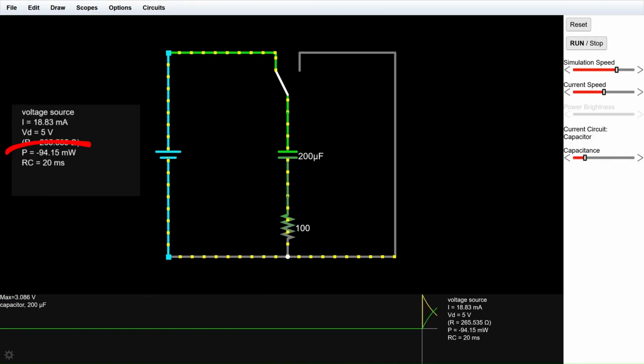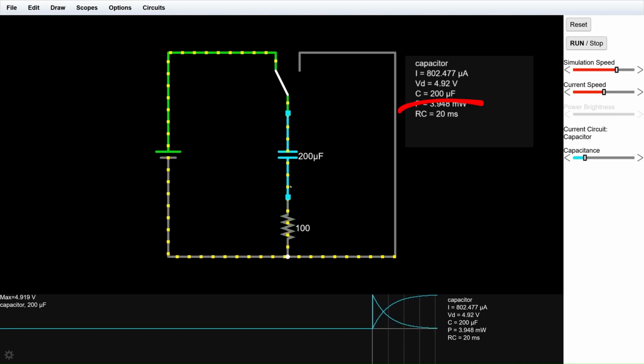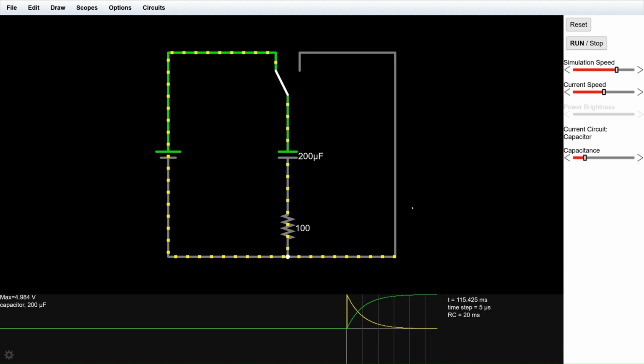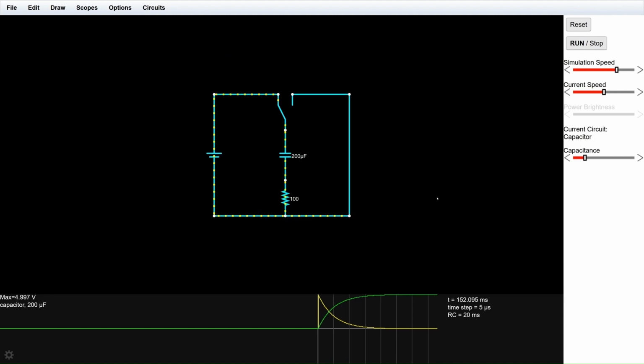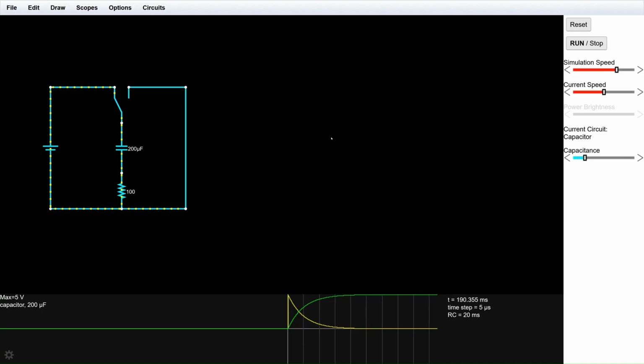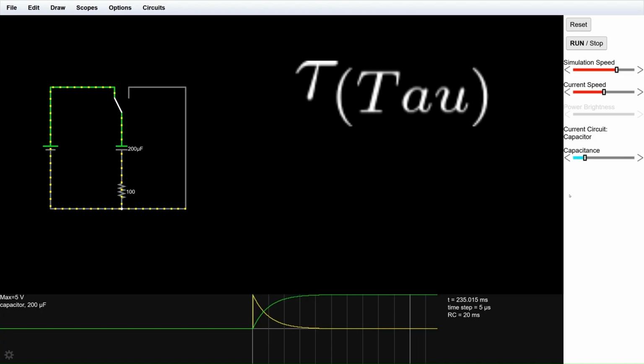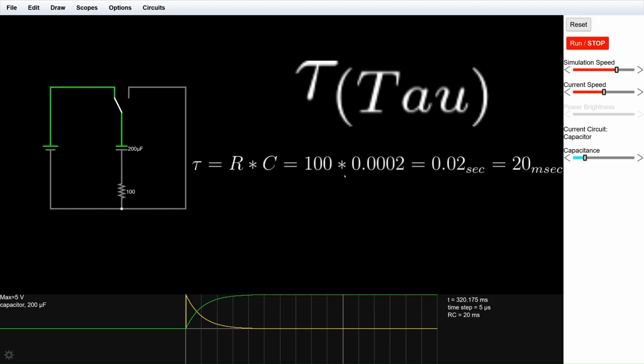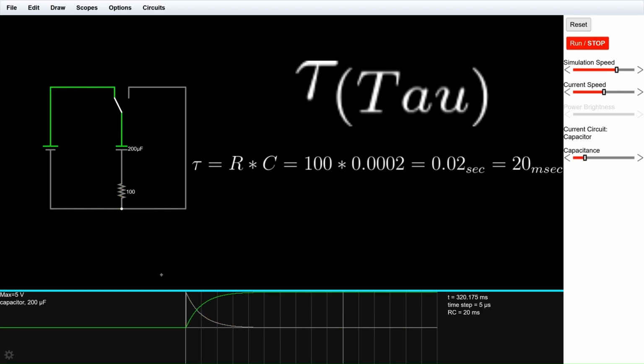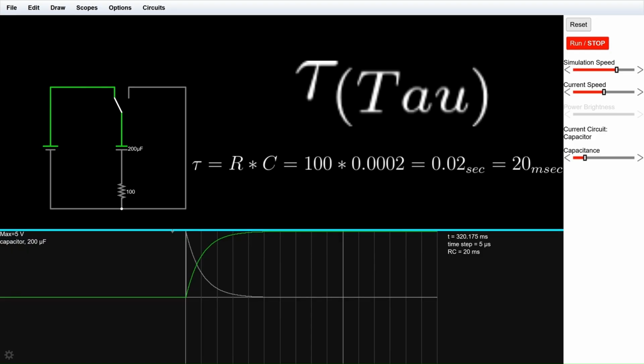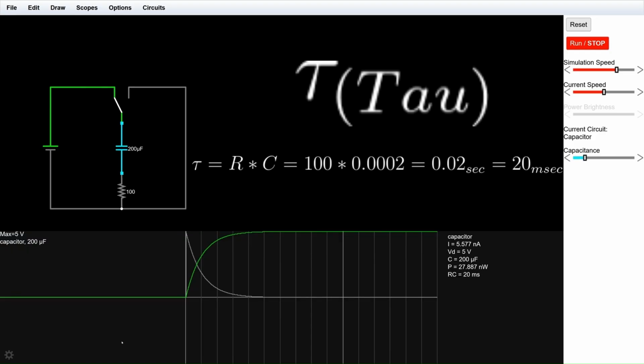In our circuit, we have a battery V equals 5 volts, a capacitor C equals 200 microfarads, and a resistor R equals 100 ohms. Tau, or the time constant, shows how fast the capacitor charges and discharges. Tau calculation: tau equals R times C equals 100 times 0.0002 equals 0.02 seconds equals 20 milliseconds. For this circuit, the value of each horizontal branch gives a tau of 20 milliseconds.